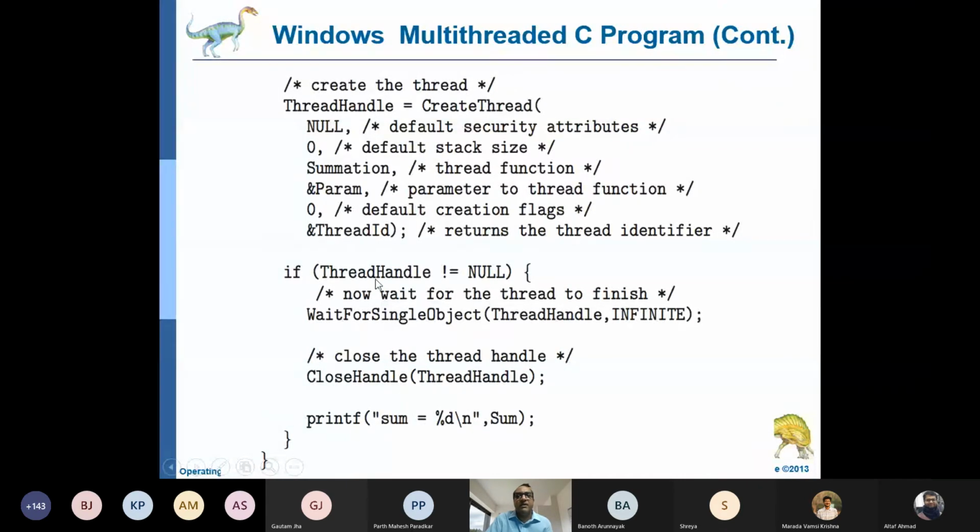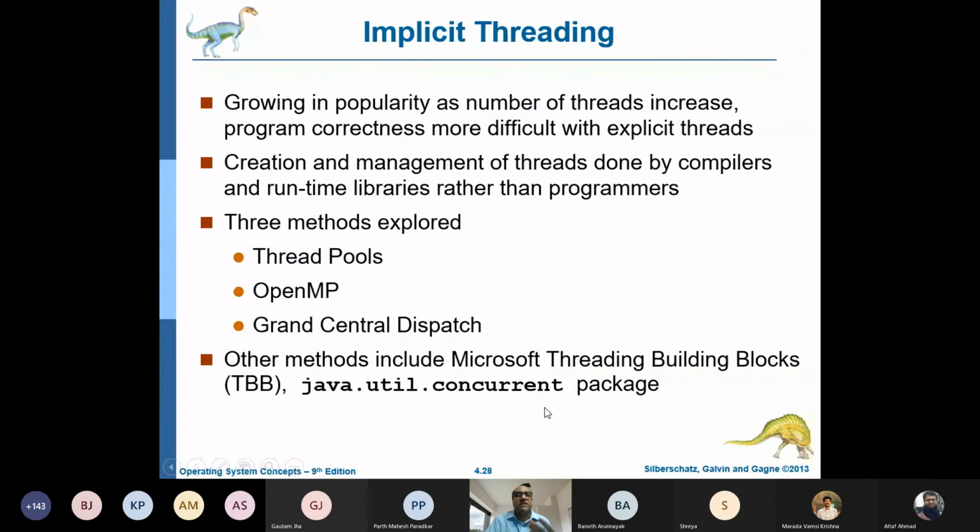Again, the same thing applies in the case of the synchronous way of handling, where after creating a thread, the parent thread will wait for a particular thread that is created. The thread handle indicates whichever thread was created, and the parent just waits for completion of this thread handle. Upon waiting, it closes the handle. It's similar to what we discussed.